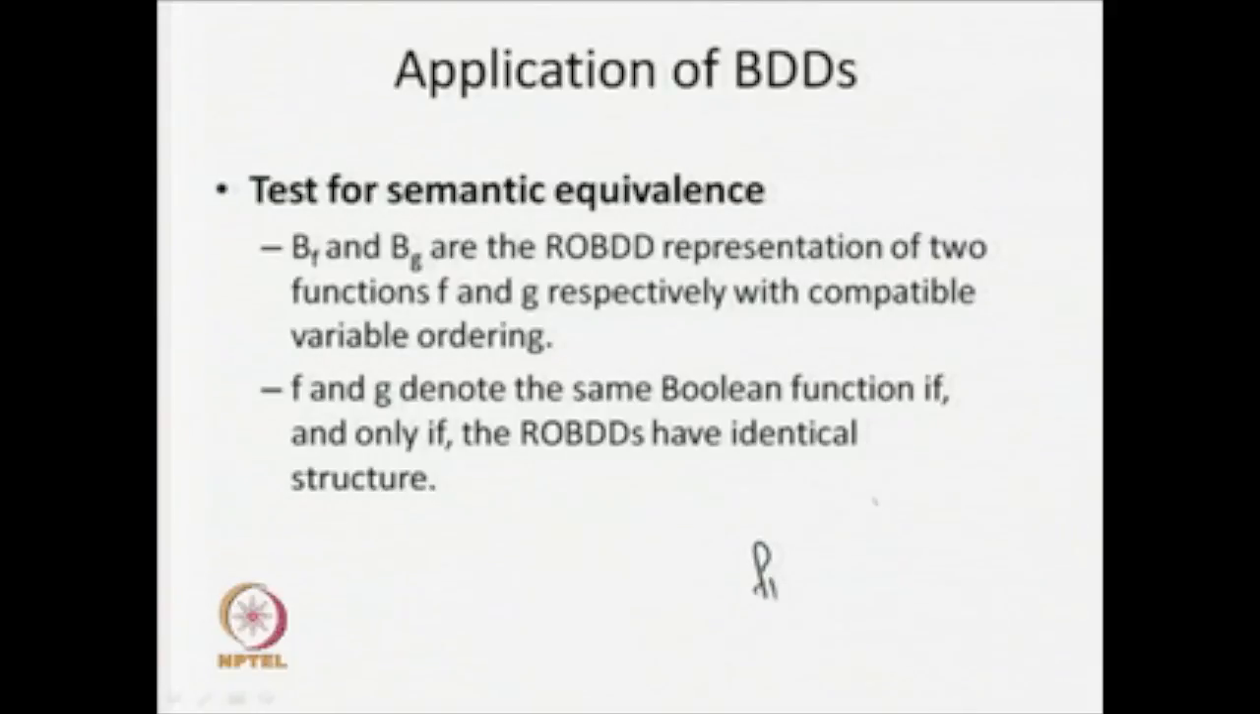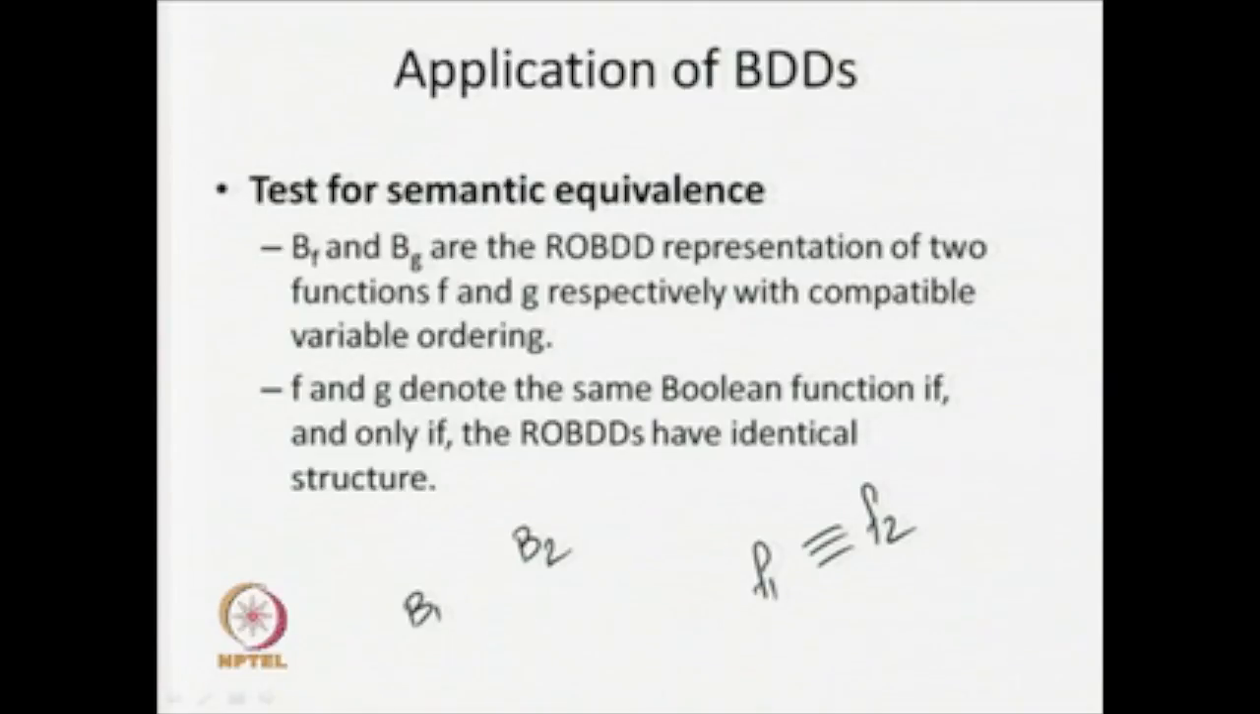Now, if I give you two functions, say f1 and f2, and ask whether f1 is equivalent to f2, whether they represent the same Boolean function or not, what will happen? We would do some Boolean manipulation on f1 and try to check whether we can get f2. Now, if we construct BDD b1 for f1 and BDD b2 for f2 with a particular variable ordering, that means a computable variable ordering.